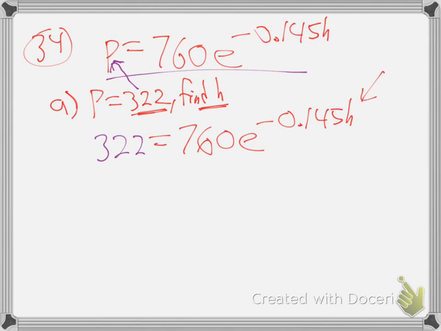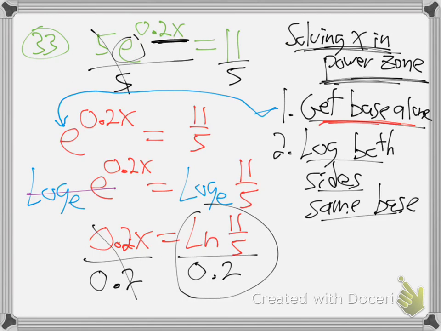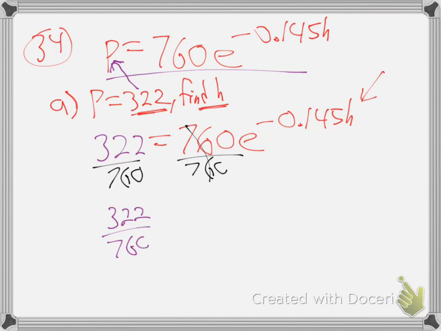So what's the first step? You got to get the 760 off first, huh? That's what I was saying here. Get the base alone first, then log both sides. So whenever x, or whatever your letter is, is in power, base alone first, then log both sides. So my first step is to divide off that 760. And I wouldn't even use my calculator. I would just leave it as it is. It's totally fine. 322 over 760, e to the minus 0.145h.